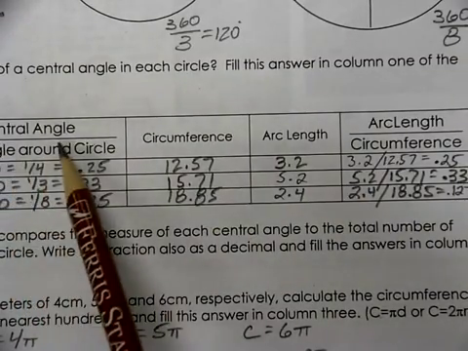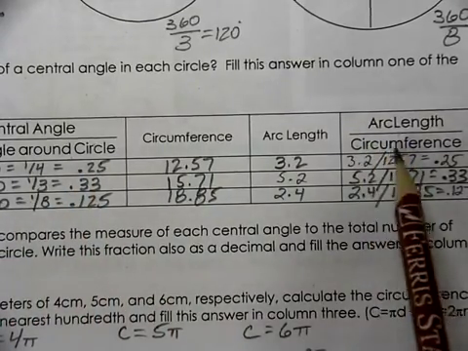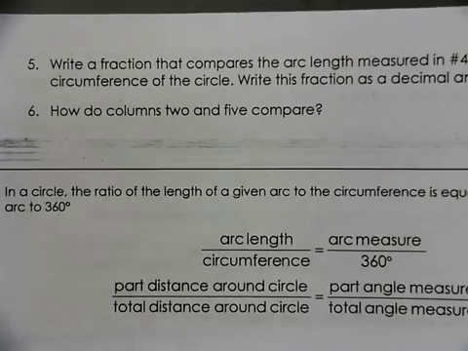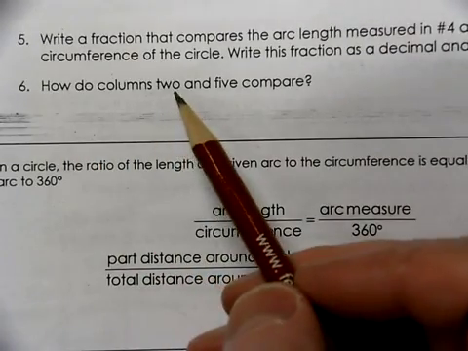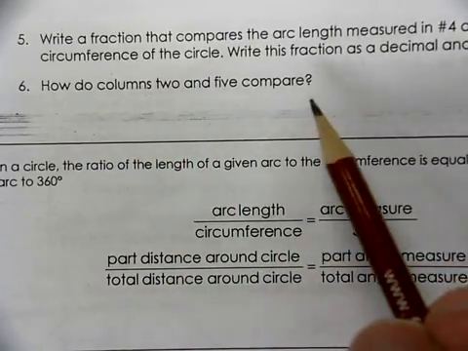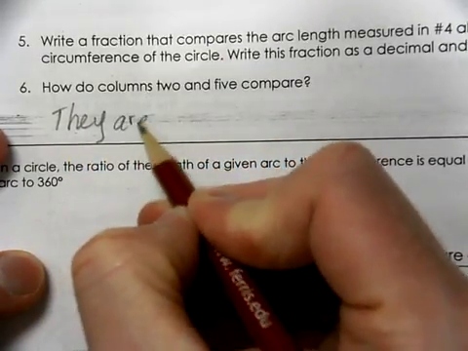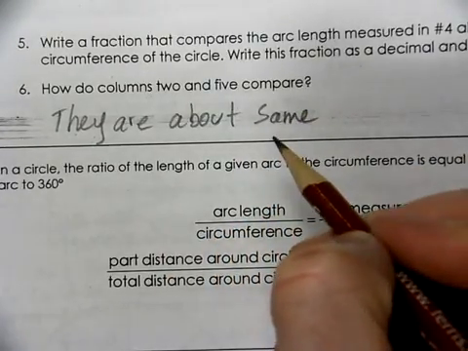So we're going to say that the central angle over 360 equals the arc length over the circumference. On the other side, how do the columns in column 2 and column 5 compare to each other? They are about the same. The decimal values were about the same.